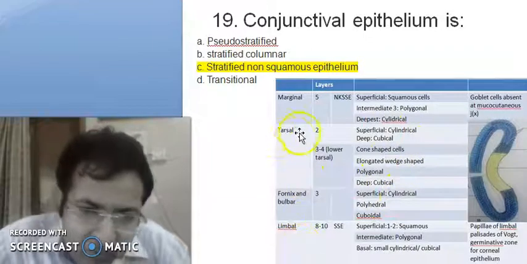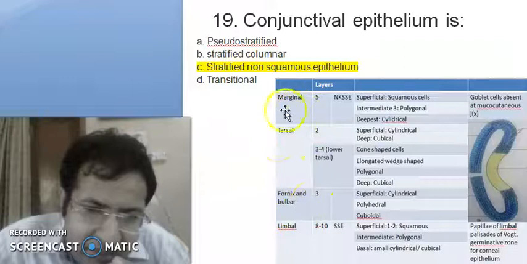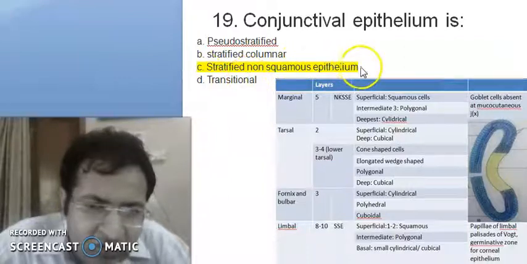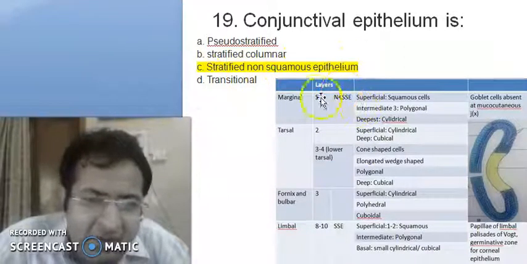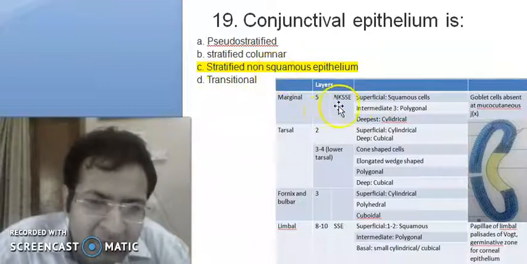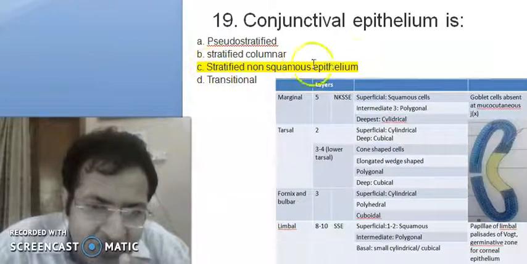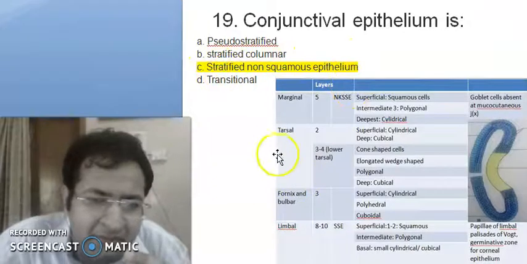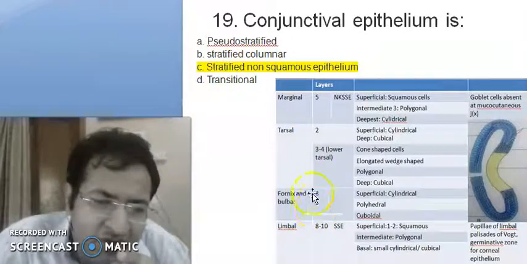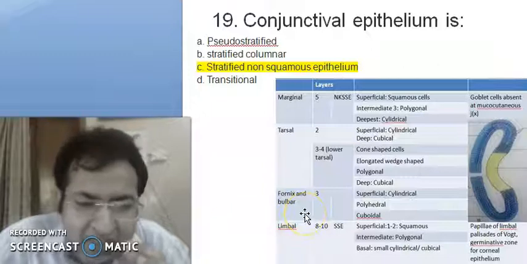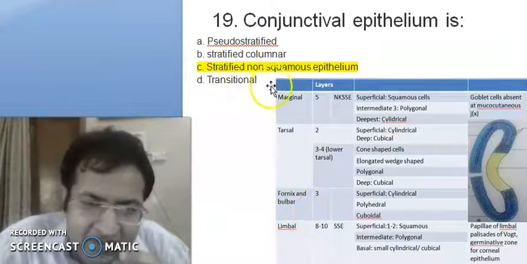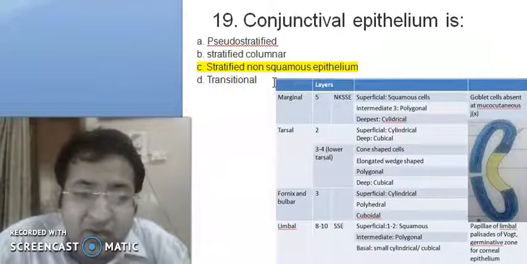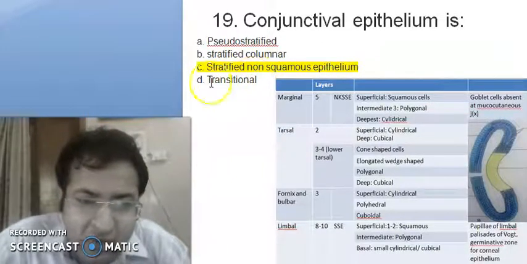Because the tarsal, the fornix and the bulbar conjunctiva form the major part of the conjunctiva, we will choose the option stratified non-squamous epithelium and not stratified squamous epithelium if both options are present. If both are present, we have to choose stratified non-squamous epithelium because these form the major part of the conjunctiva. Transitional epithelium is not found here. You may remember it is found in the urothelium of the bladder and not in the eye.